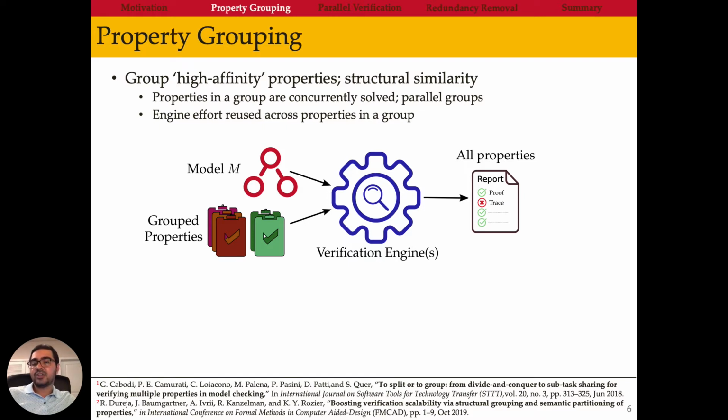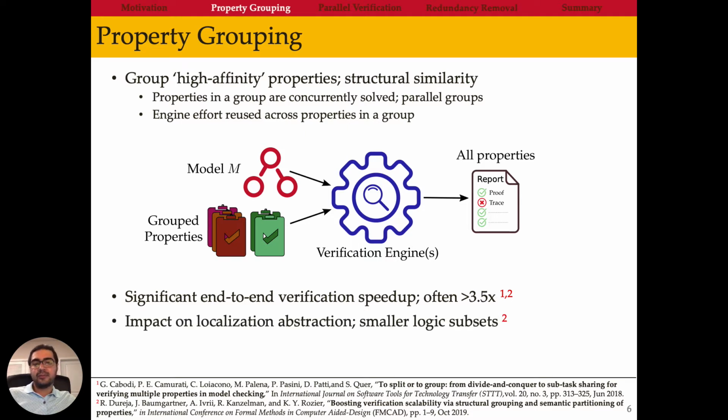The verification effort expended for a property in a high-affinity group can be directly reused for verifying other properties in that group. The verification of group properties significantly improves end-to-end verification performance. The performance impact is more pronounced on localization abstraction, for which the size of the abstraction learned is sensitive to structural similarities between properties that are localized concurrently.